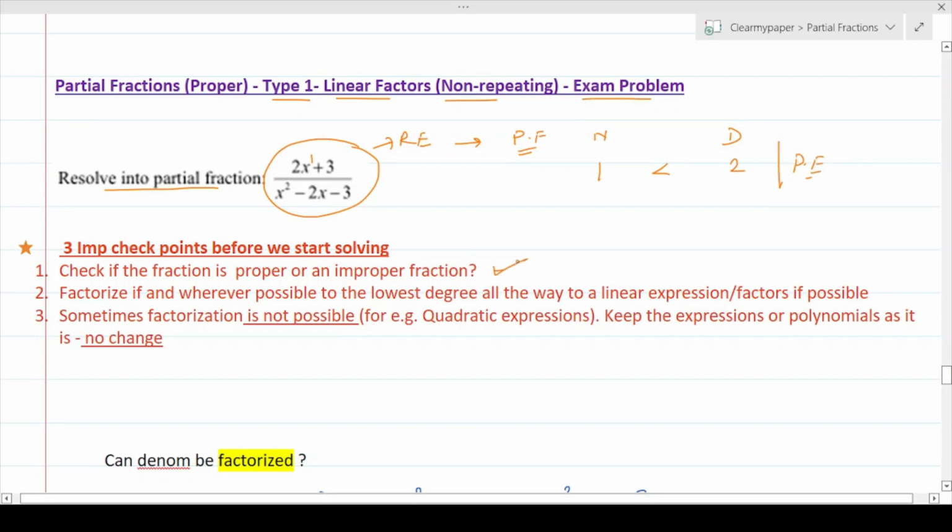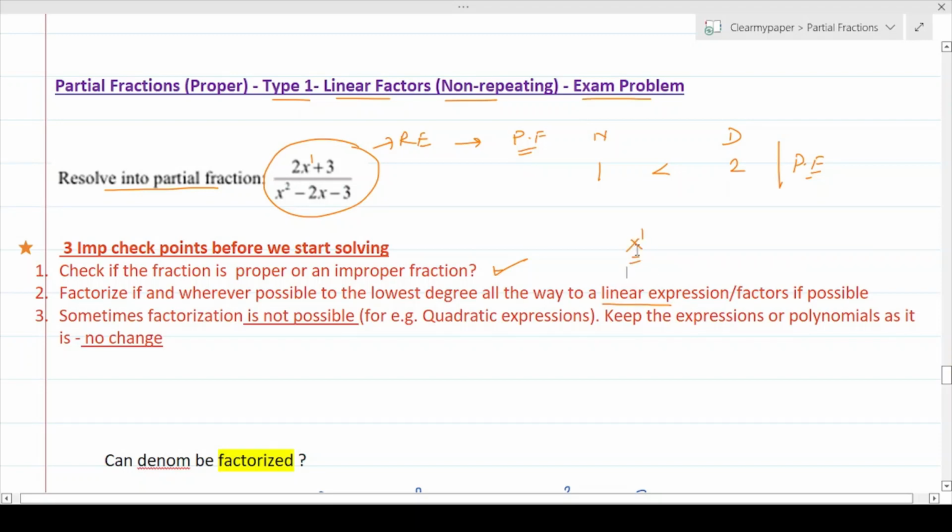What is the second checkpoint? We have to check whether we can factorize specifically the denominator, and simplify the expression into a lower degree, or maybe linear factors. In this case we have a quadratic, and can we simplify that? In some cases we can, in some cases we cannot. If we can simplify in step 2, we have to break it down to a lower degree or the simplest form. We need to bring it as close as possible to a linear expression, meaning x to the degree 1.